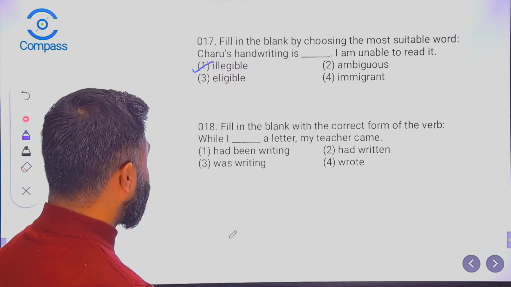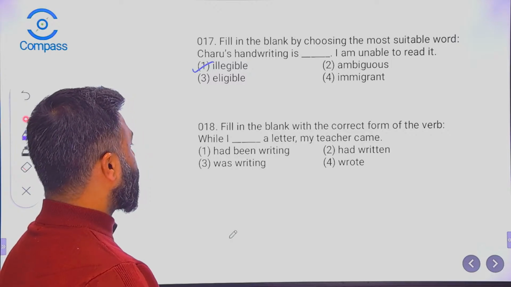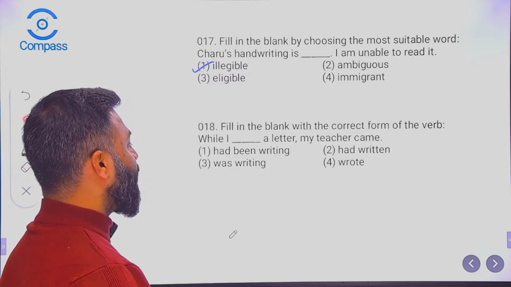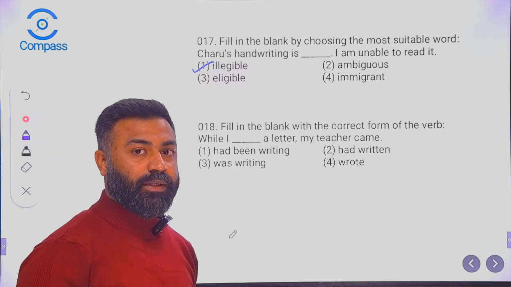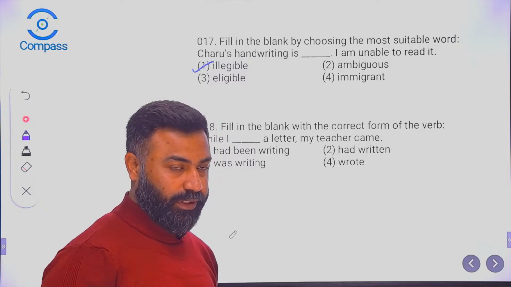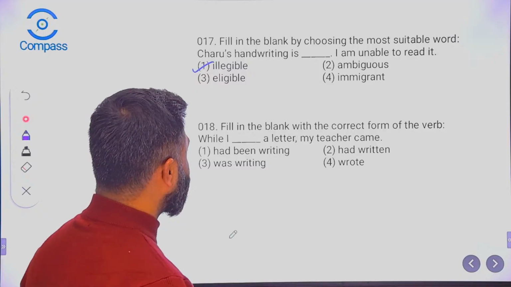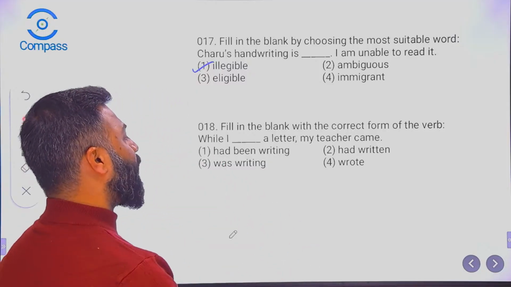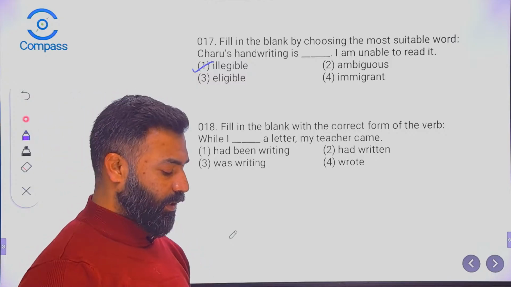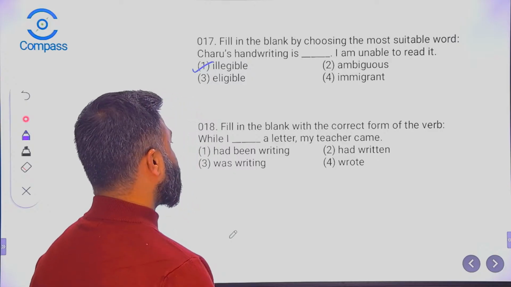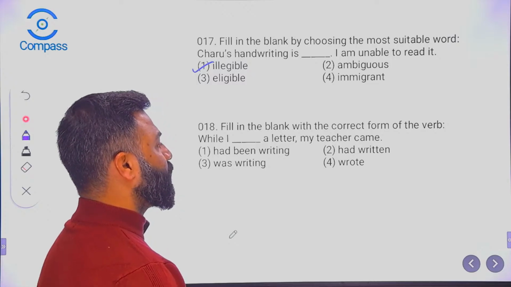Now, question number 18, let's proceed with this as well. Fill in the blank with the correct form of the verb. While I dash a letter, my teacher came. So we have to choose the correct tense of the given verb among all the four options. Let's find out. So let's try the first one. While I had been writing a letter, my teacher came. No, that's the wrong option. Let's begin with the second one. While I had written a letter, my teacher came.